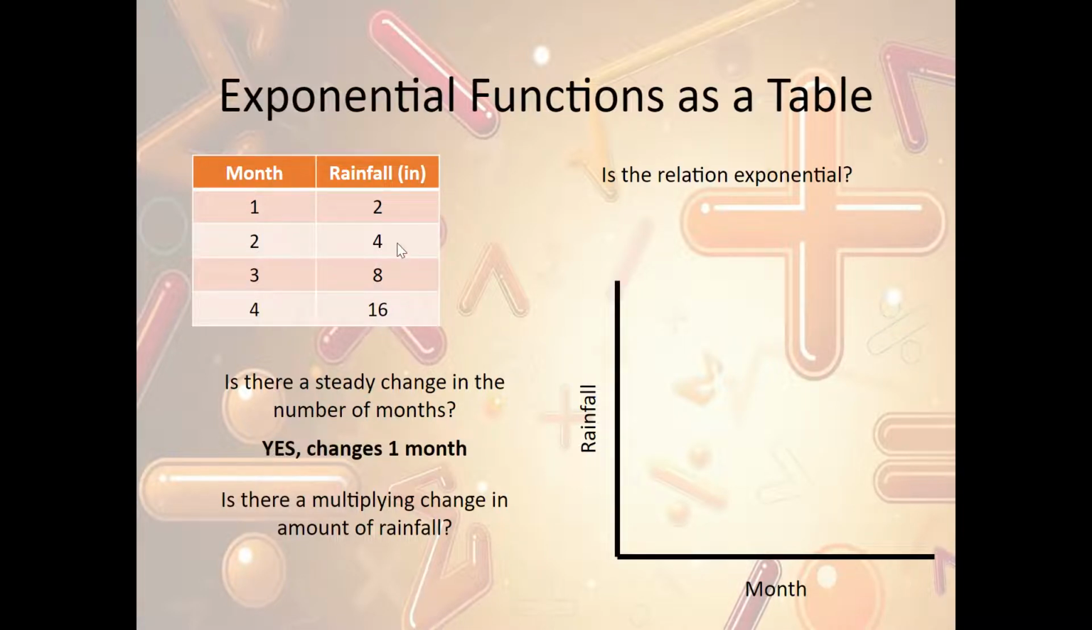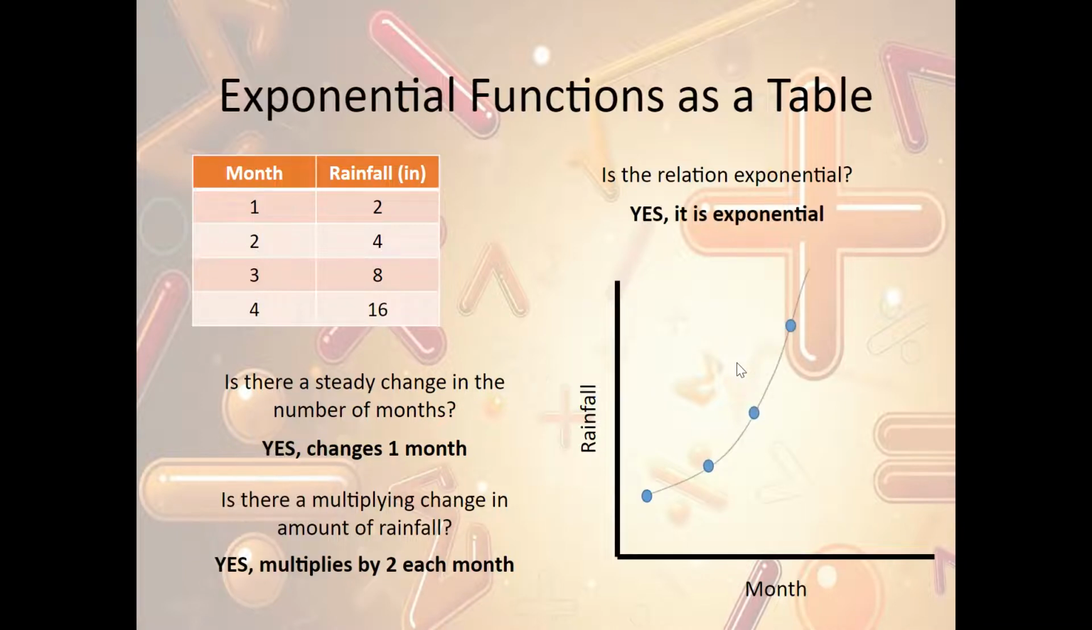Now here we have 2, 4, 8, 16. There is a steady change, and it is multiplication. We're multiplying by 2 each time. 2 times 2 is 4, 4 times 2 is 8, 8 times 2 is 16. So we're seeing a steady change, and it's multiplication. It is doubling, or multiplying by 2 each month. So therefore, is this exponential? Yes, it is.